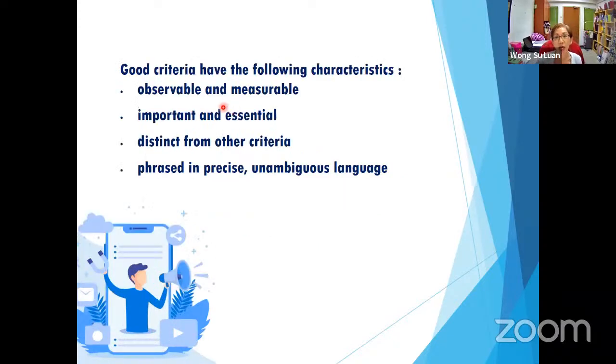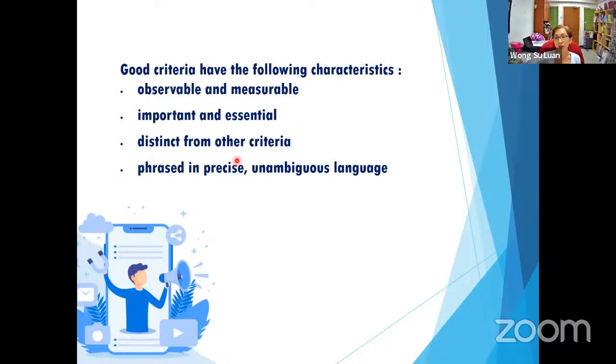Good criteria have the following characteristics. Must be observable and measurable. So that is very objective. It is important and essential. Is it a very important part of the skill or the competency that you are intending to measure?